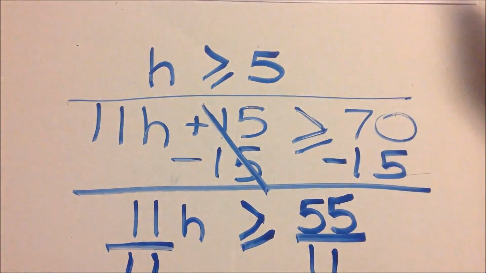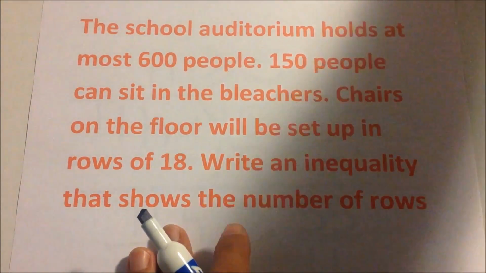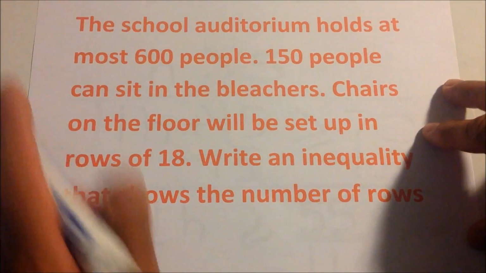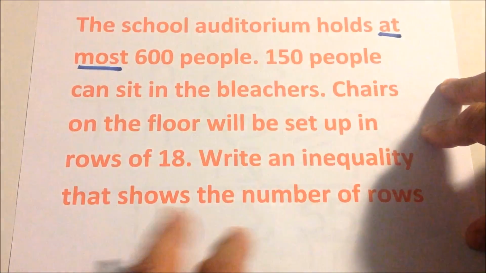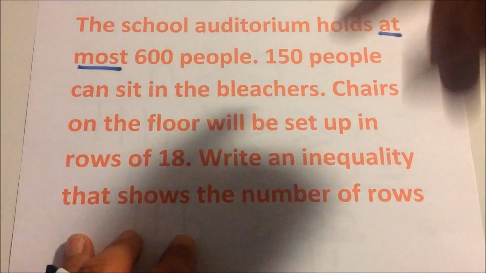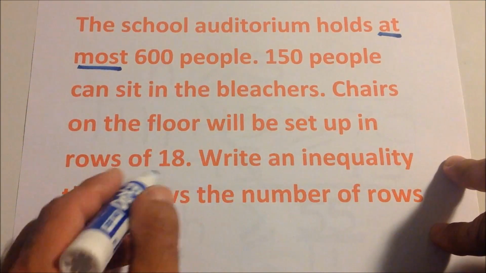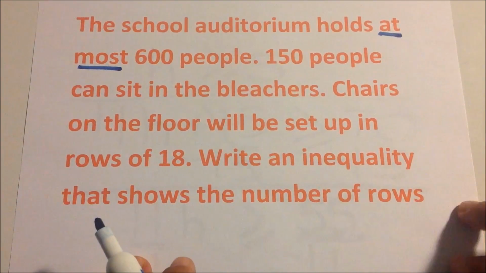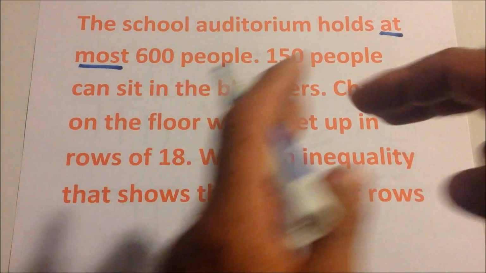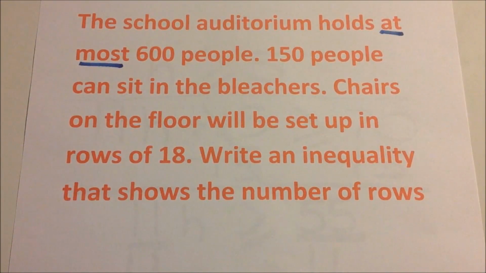Okay, let's do another one. The school auditorium holds at most, there's our key word again, at most 600 people. 150 people can sit in the bleachers, up in the nosebleeds, and there's going to be chairs on the floor, and they'll be set up in rows of 18. So we want to write an inequality that shows the number of rows. So we know that there's 18 chairs in one row. So how many rows do we need? Let's set up an inequality. See if you can do this.